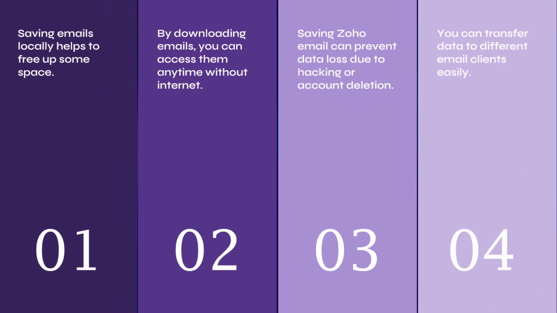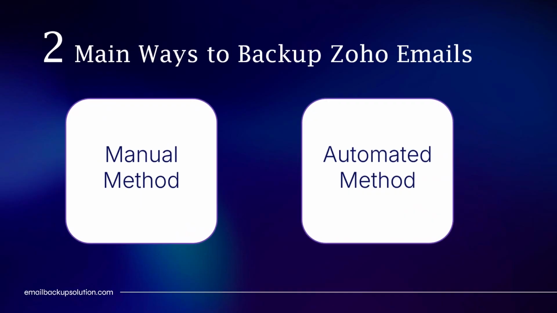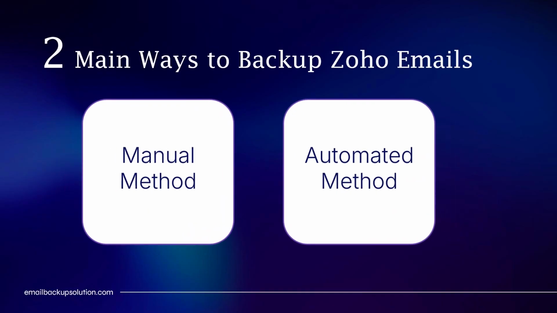It prevents permanent data loss, protects your mailbox from cyber threats, and allows offline access during server downtime. It also helps in migrating your data to other email clients like Outlook or Thunderbird and keeps copies for legal or business records. There are two main ways to back up Zoho Mail. First, using Outlook. Second, using a professional Zoho backup tool for faster results.